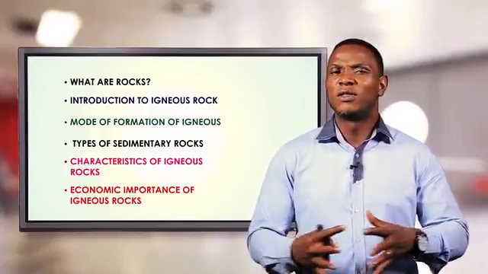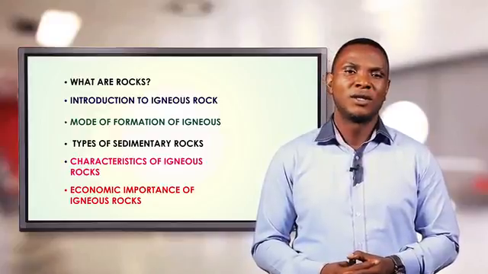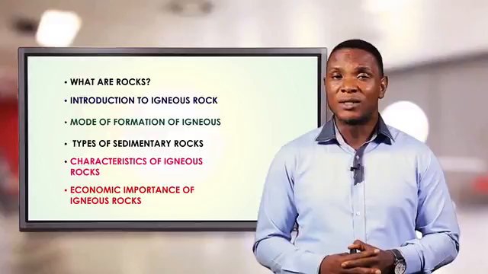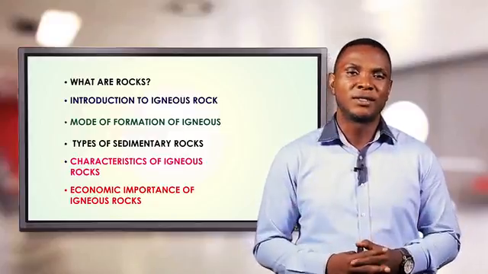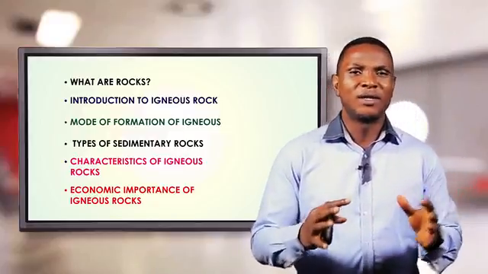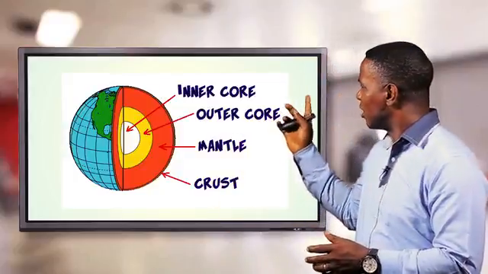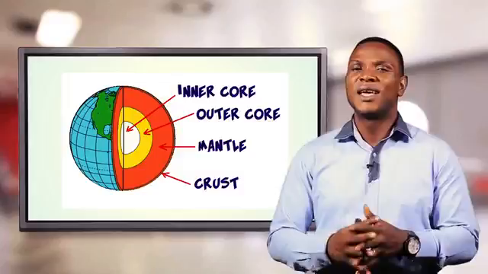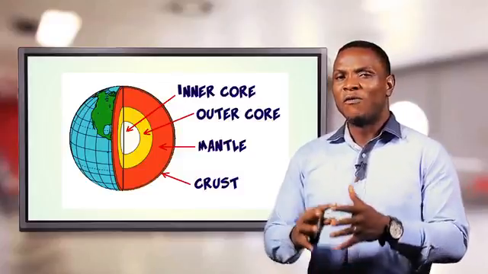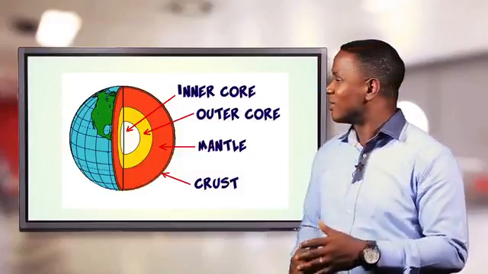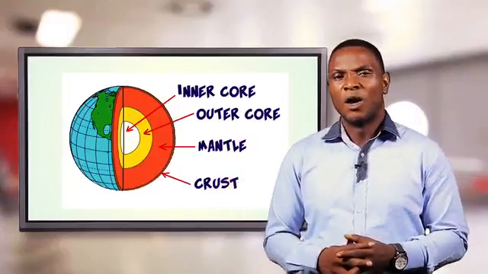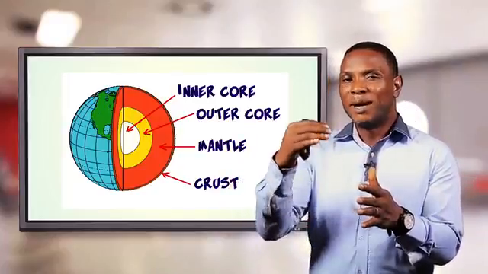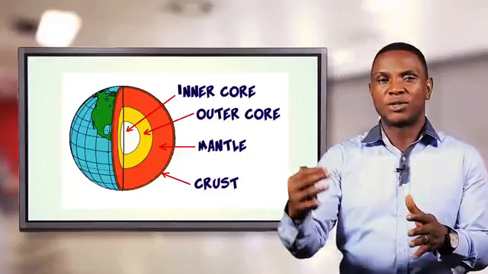Now, before we go further in our class, let's know exactly what a rock is. And to do that, we need to study our planet Earth. Now, imagine our planet Earth, which is round, as we can see. Imagine if we were to slice our planet Earth in half. We would have 4 distinct layers. We would have the inner core, the outer core, the mantle, and the crust.